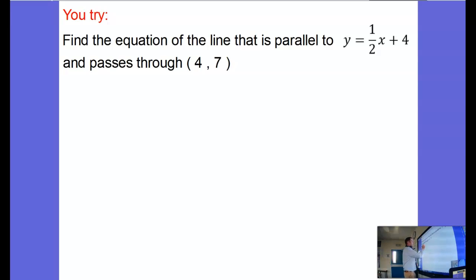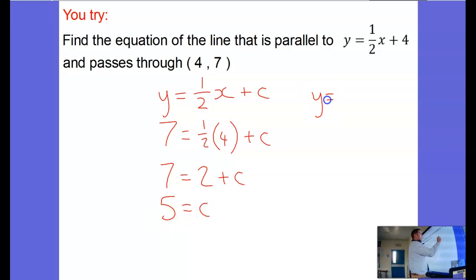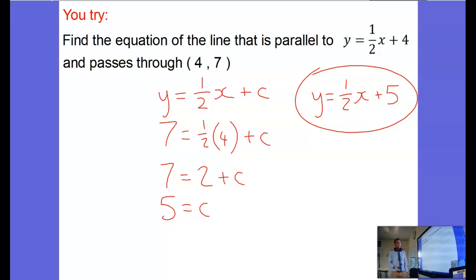So we know that we're going to have y equals half x plus something. Substitute in the values of x. x is 4 there. So we've got half of 4, and y is 7. Half of 4 is 2. 7 equals 2 plus c. Take away the 2, we get 5 equals c. And so I get y equals half x plus 5. That is the equation of a line parallel to y equals half x plus 4, and passing through this point.